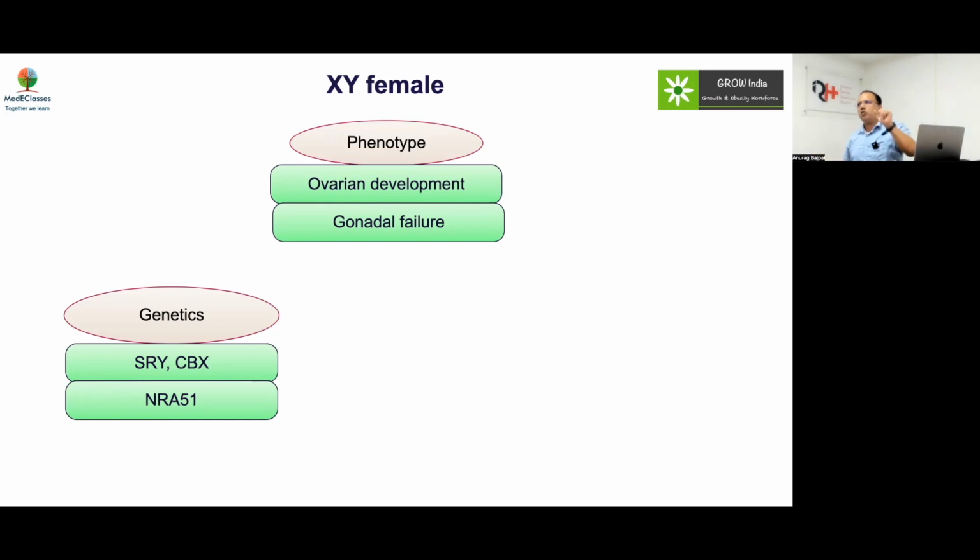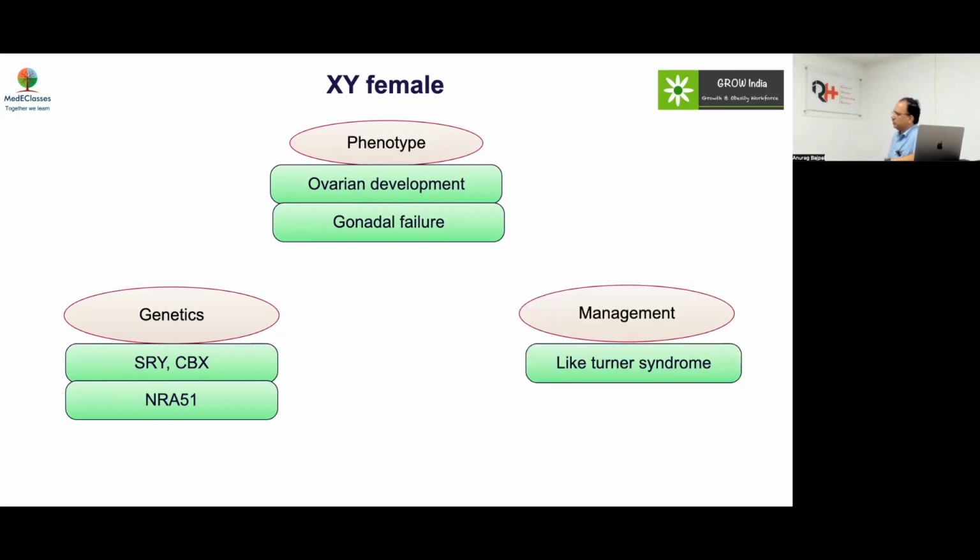So this is not what I was talking about in terms of AIS, because in AIS everything is developed and then you have resistance. So this is like a complete normal female development. Some may in fact have periods and then stop periods. So they behave like a Turner syndrome-like scenario in that perspective. So management is pretty much like Turner syndrome in terms of the overall evaluation.